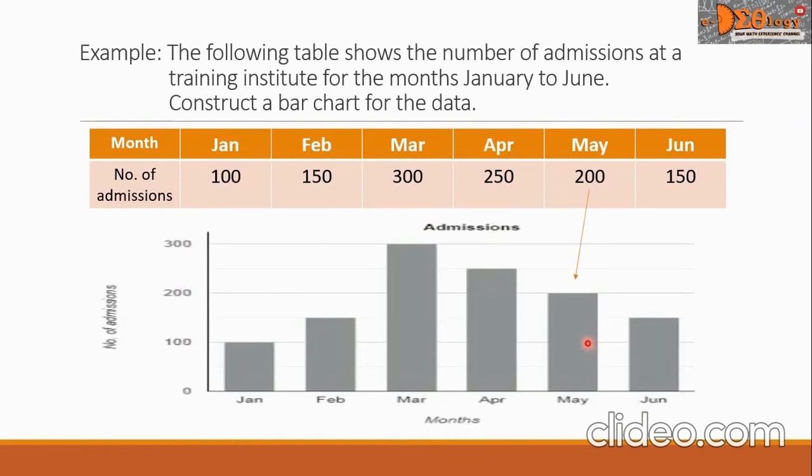The next rectangle is for the month of May with the frequency 200, and the height of the rectangle is on the level of the 200 frequency. The last rectangle is for the month of June with the frequency 150. We can see also that the height of the rectangle is in between 100 and 200. So we are done with our bar charts for our example, and this is our final answer.